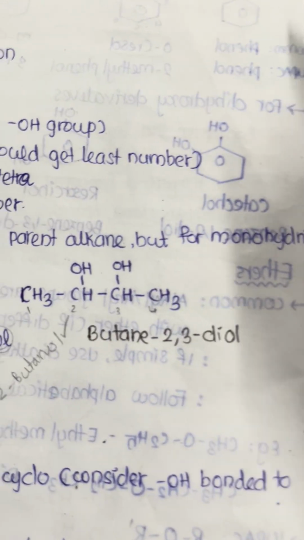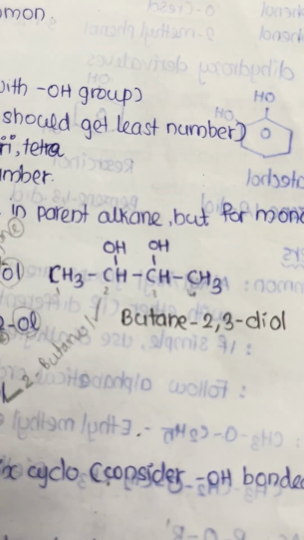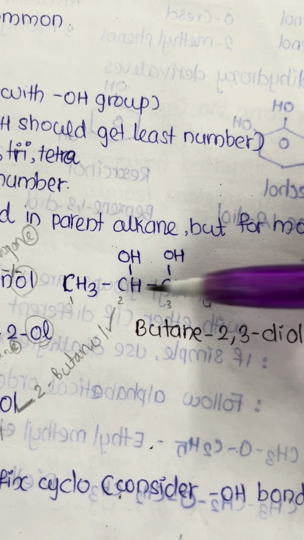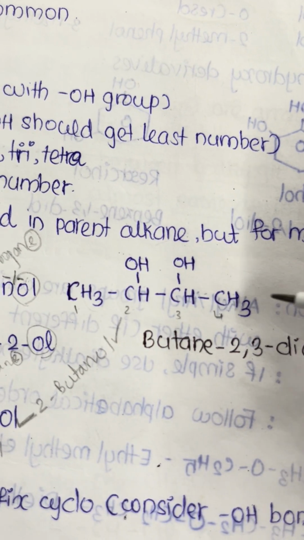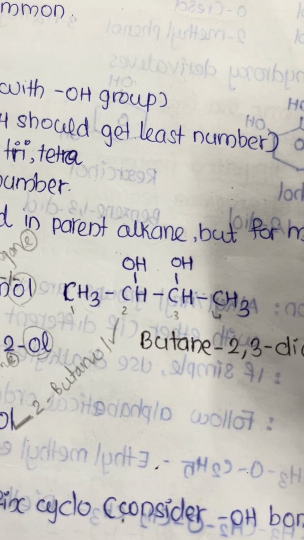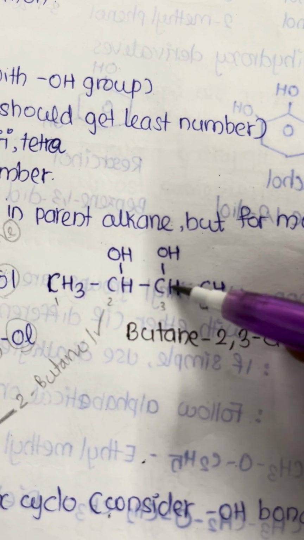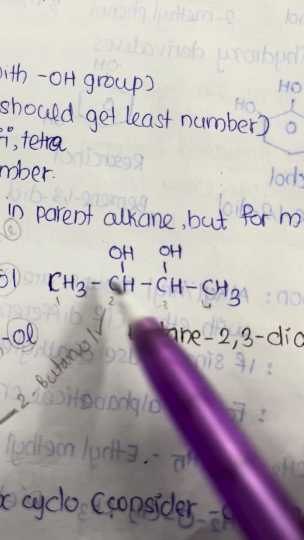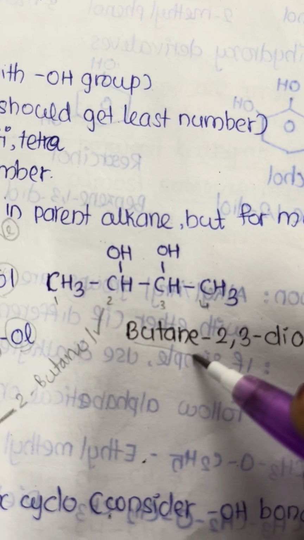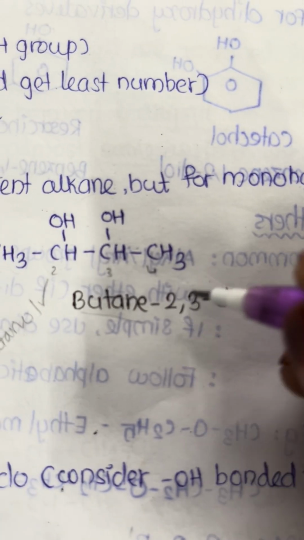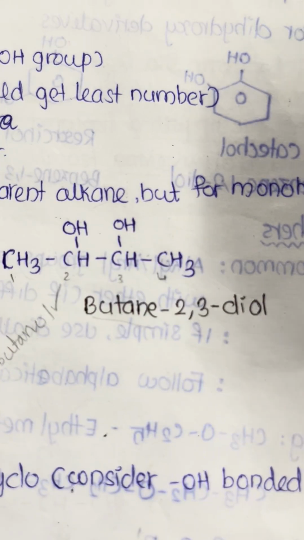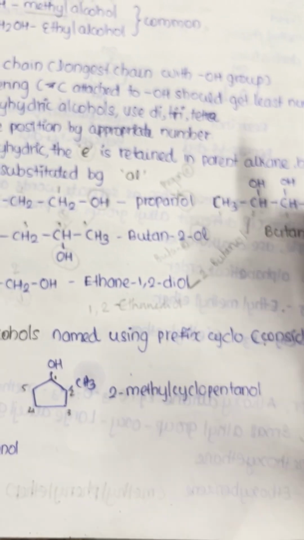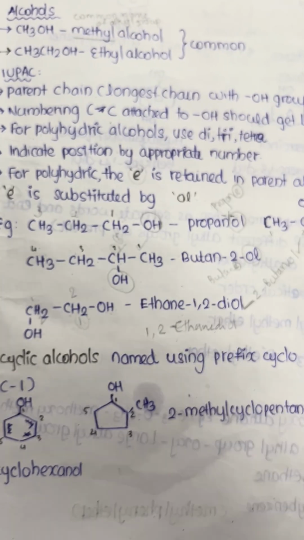Okay, now the next example is CH3, CH3 and OH on the second and third carbon. If we number this from here or here, both will be the same. Okay, 2 and 3. At the second and third carbons there will be OH groups, and the parent chain is this one. So it has 4 carbons. So butane, at the second and third carbon, 2 OH groups. So diol, butane-2,3-diol. So this is the naming of alcohols.